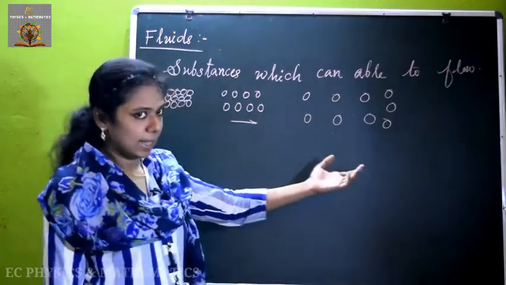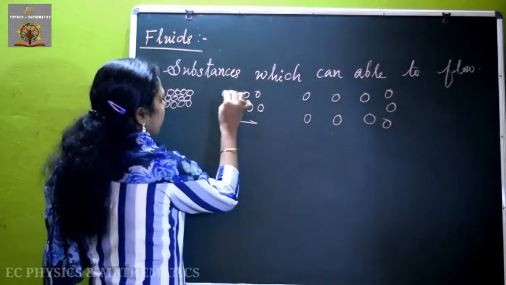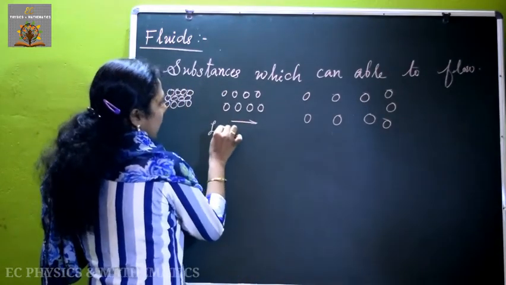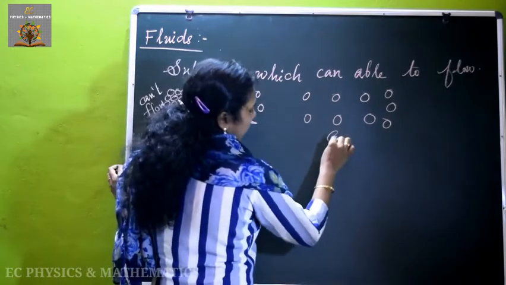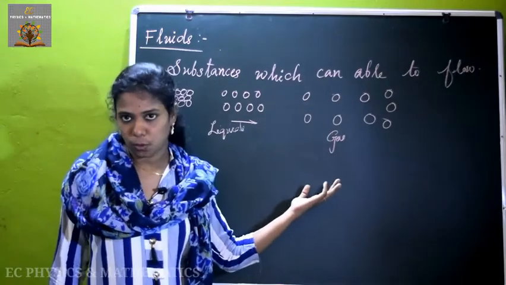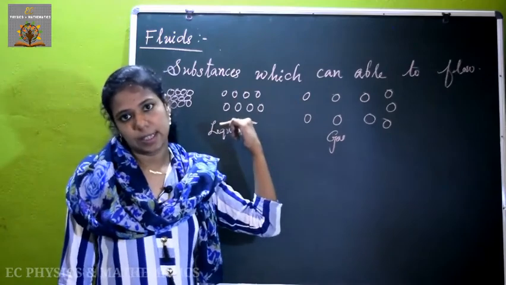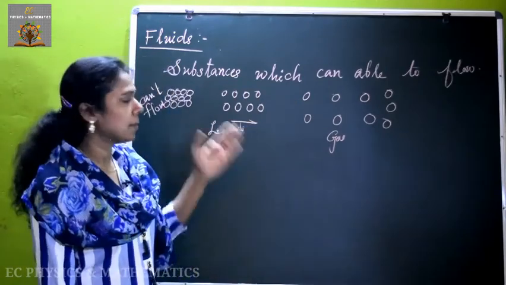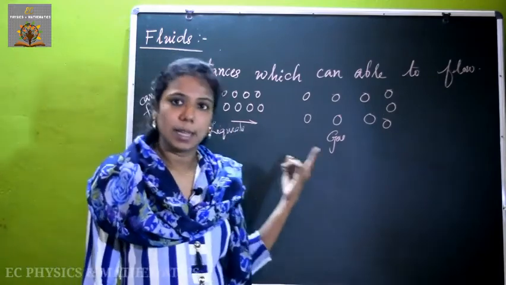So we can say that the examples of fluids are liquids and gases. Why? Liquids and gases are able to flow. So liquids and gases are fluids. Understood? Fluids mean the substances which are able to flow. Examples are liquids and gases.